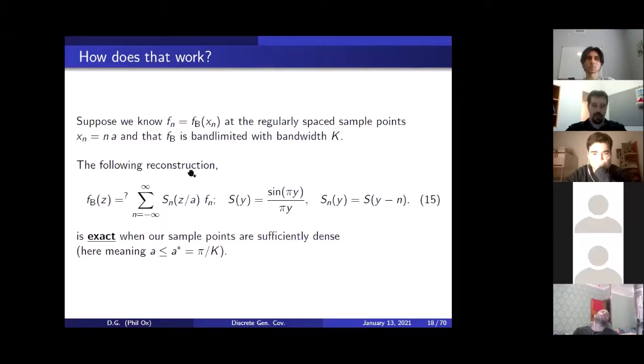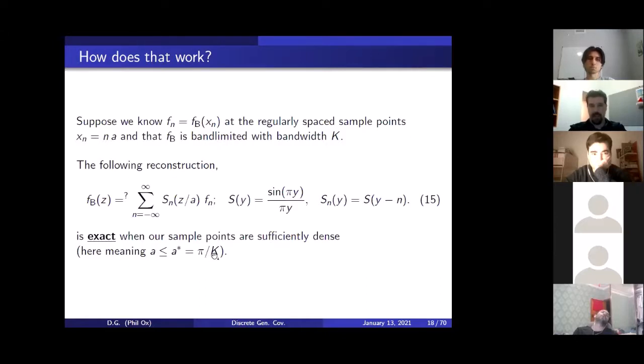In the following reconstruction, we take these function values, multiply them by these sinc functions, that's sine of x over x, and then shift them around a bit. We can do this reconstruction, and this turns out to be exact, no question mark, just equals, when our sample points are sufficiently dense. Here meaning that the lattice spacing is less than some critical lattice spacing, which is pi over the bandwidth.